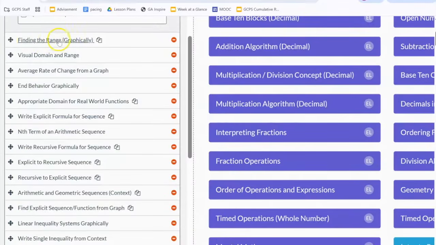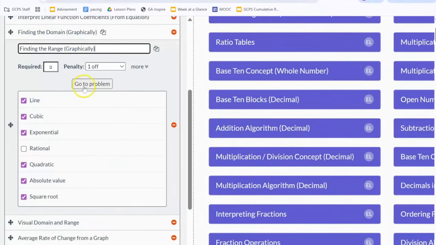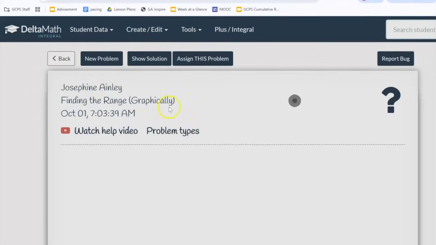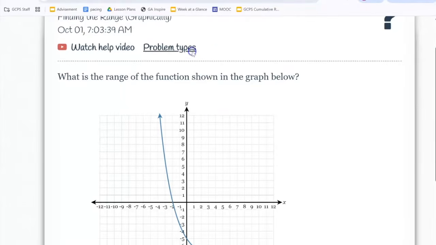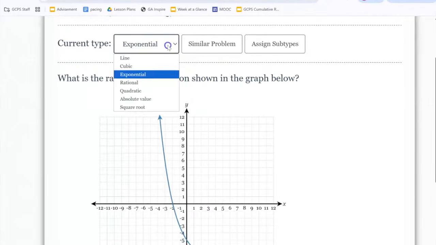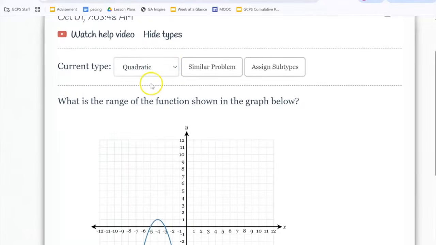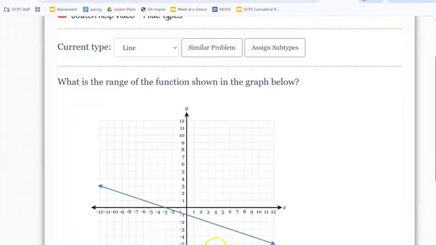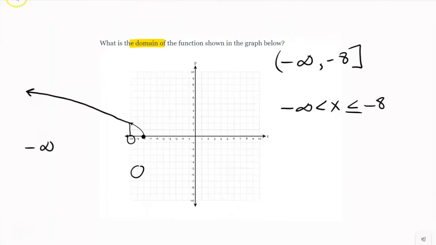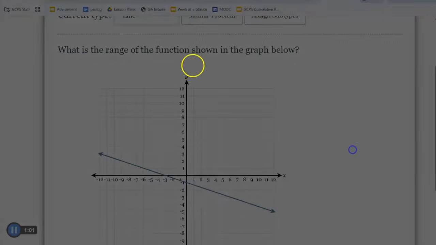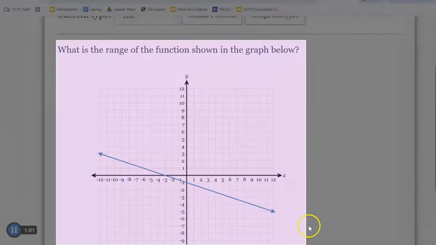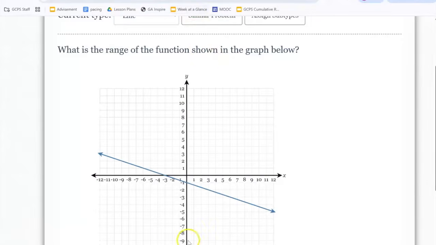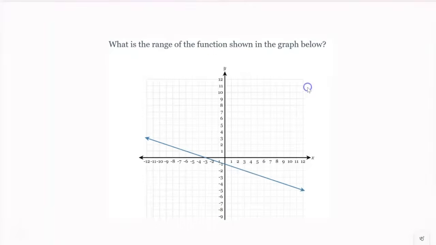So we're going to take a look at finding range graphically. Instead of left to right, we're going to now look at up and down. There are many problems that you can get. I'm not going to go over every single one of these, so I'll do a couple just to make sure you're okay. All right, so range. Range is from the bottom to the top. So now instead of looking at the x-axis, we are looking at the y-axis. Again, ignore every axis except the y-axis.